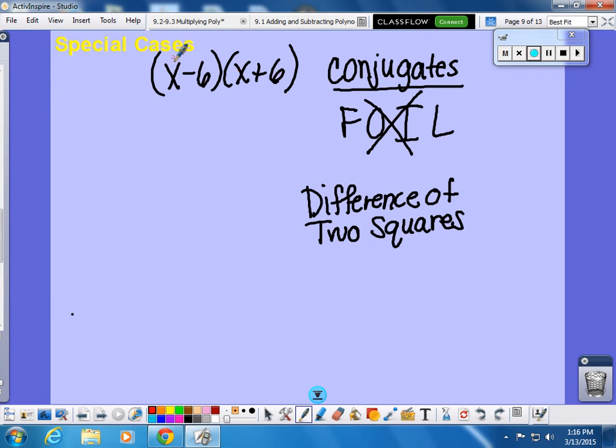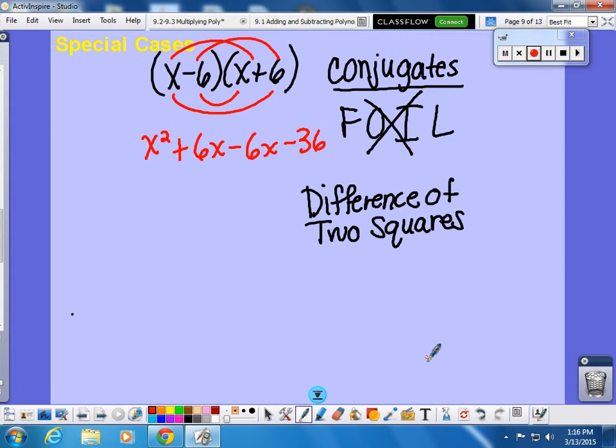I can use the FOIL method because I have two binomials. By the way, if you had to classify these by degree, what kind of binomial is this? Linear. And the same thing here, right? Alright, so x times x is? X squared. That's first. Outer, 6 times x is? 6x. Inner, negative 6 times x is negative 6x. And last, negative 6 times 6 is negative 36.